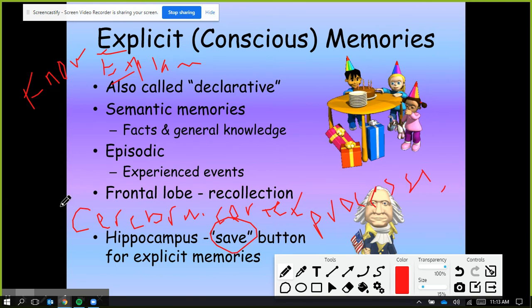That's something that is basically classically conditioned. Yep.